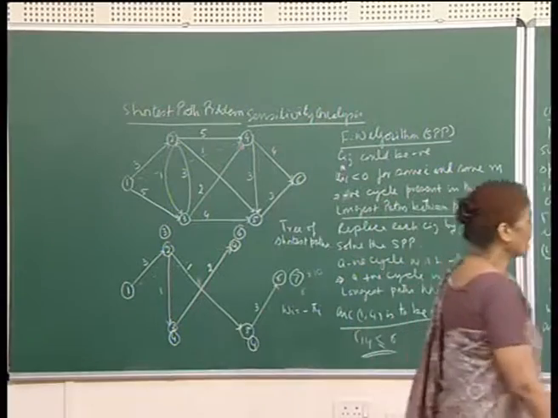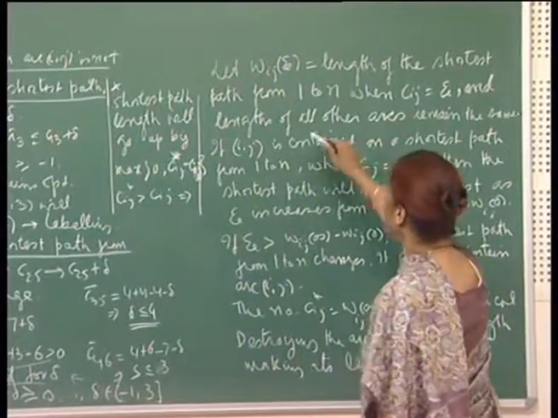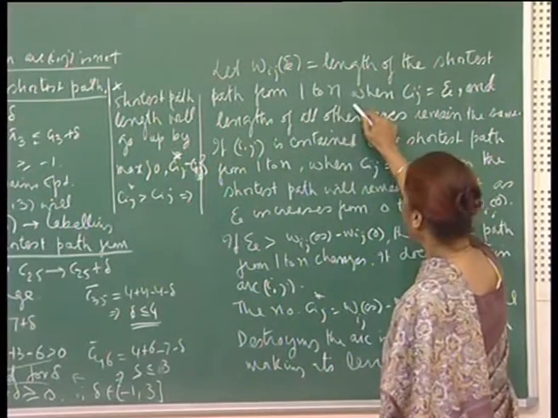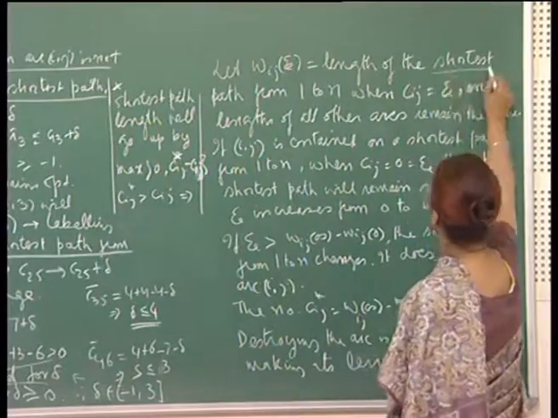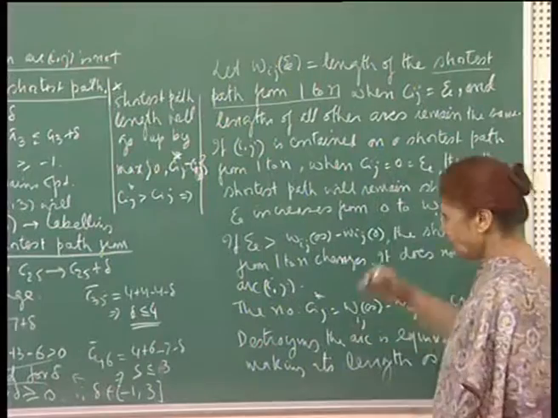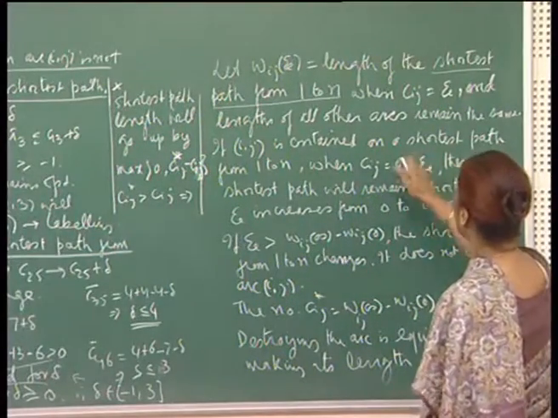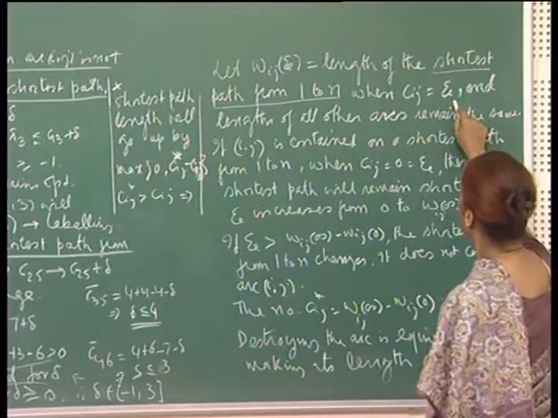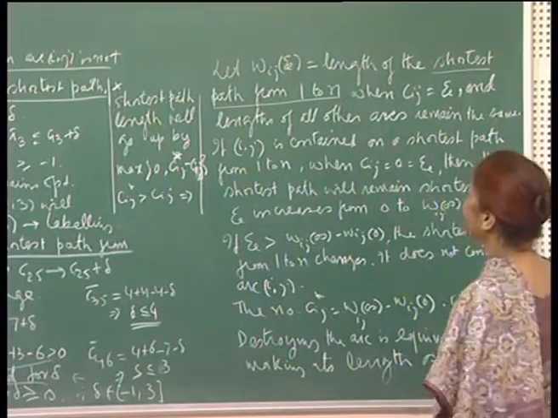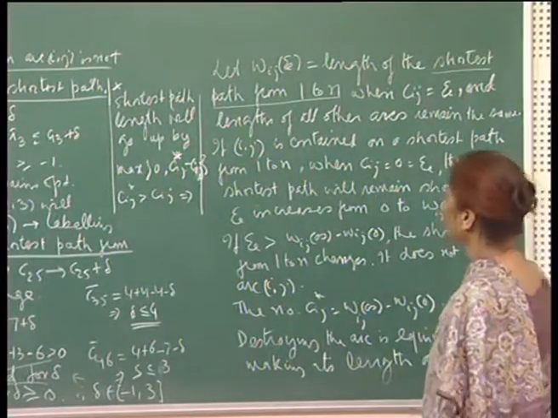Then another interesting aspect of sensitivity analysis is that suppose now let me define W_ij(psi) as the length of the shortest path from 1 to n. So, remember I am only talking of the shortest path from 1 to n, I am not talking of other shortest paths, because this has more meaning. Otherwise, you can do the same analysis for any shortest path. So, when C_ij is psi, okay. Suppose the current length is psi, and so I am defining W_ij(psi) as the length of the shortest path, right, and of course, all other arcs remain the same.